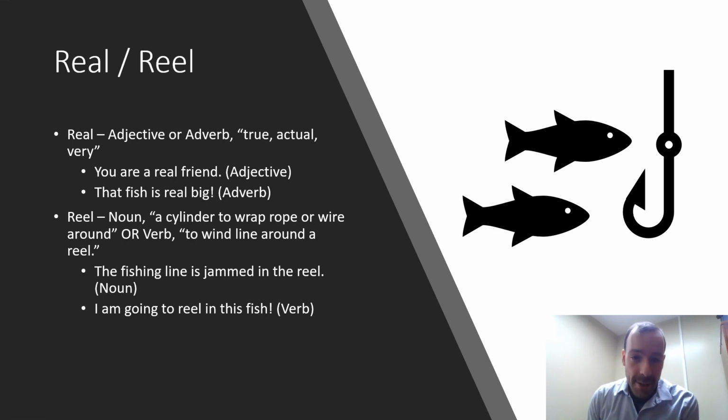The other kind of reel, R-E-E-L, is a cylinder that we wrap rope or wire around, or it's an action to wind line around a reel, a cylinder. And we usually use this word when we're talking about fishing. The fishing line is jammed in the reel. I'm going to reel in this fish. You usually hear that as a fishing term.